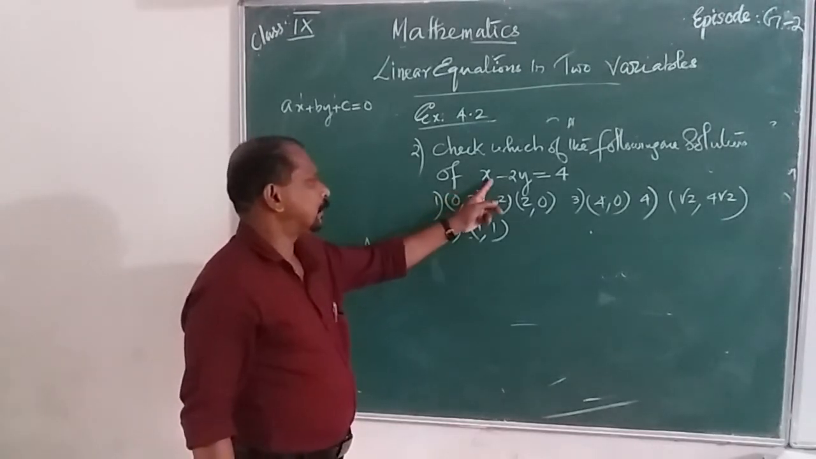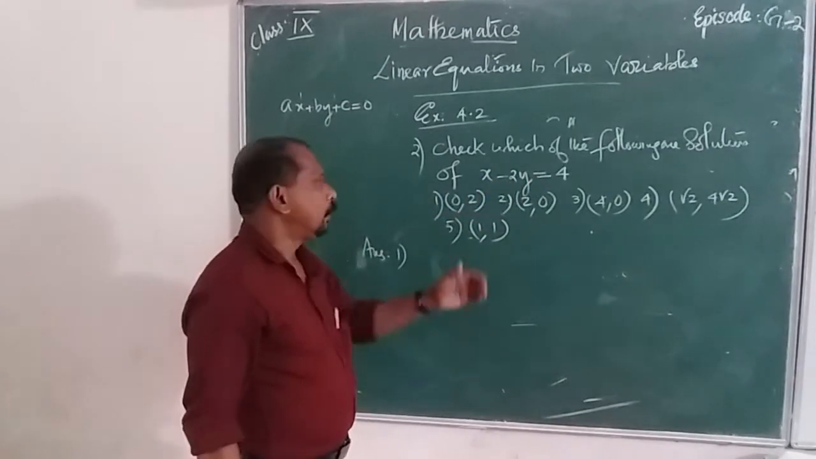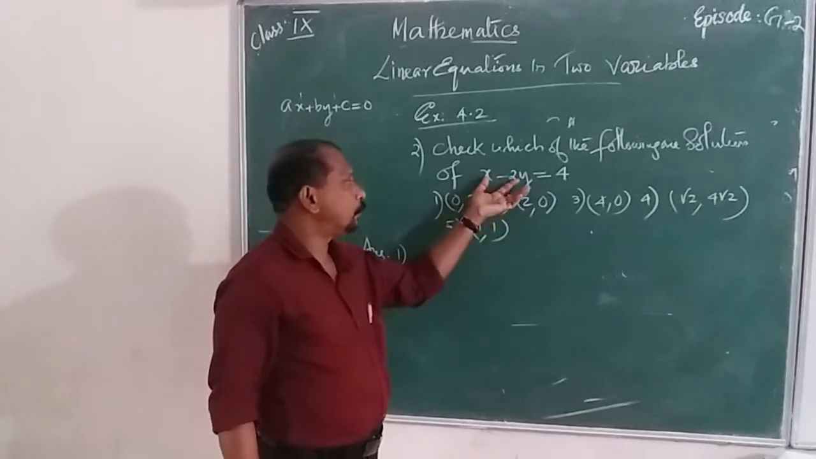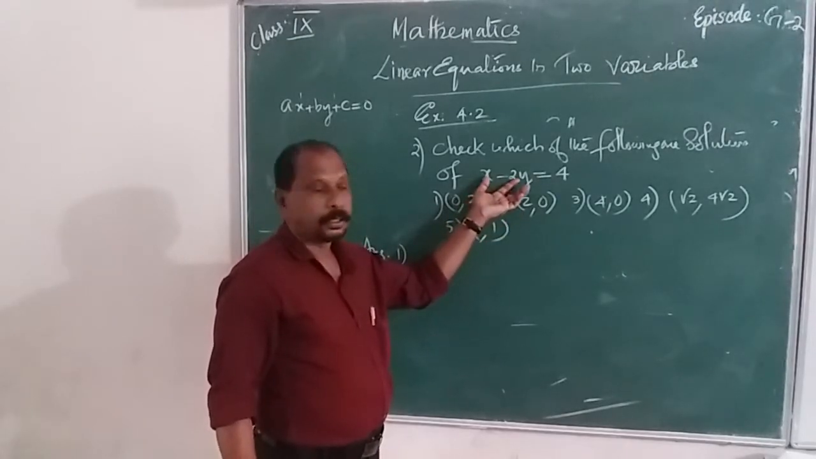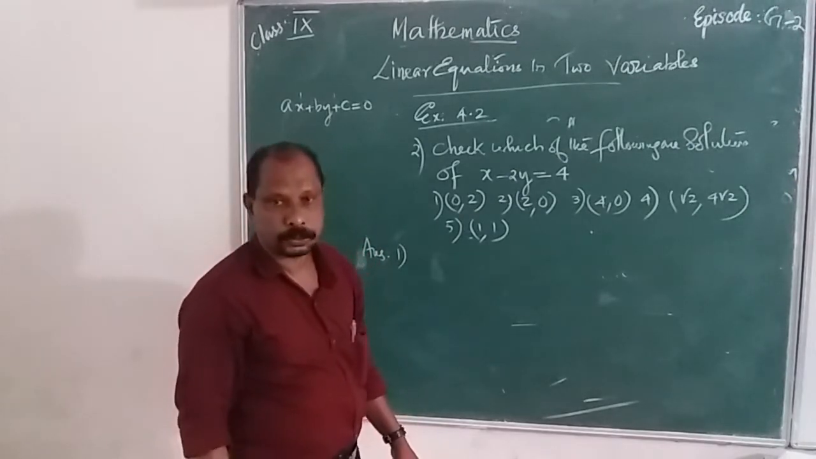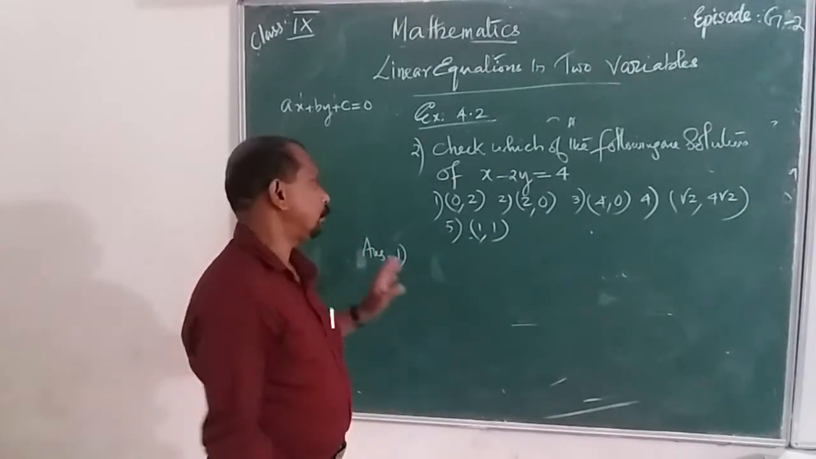What is this? x minus 2y is equal to 4. That means x is 0, y is 2. Substitute these values in this equation. The answer is 4. Therefore, that is a point, that is a solution of that line.